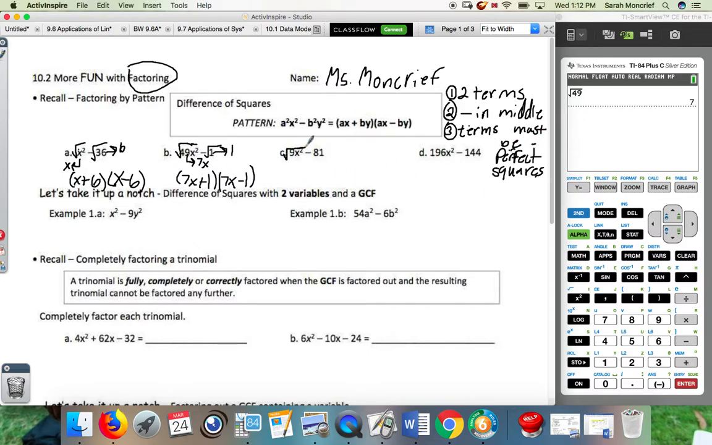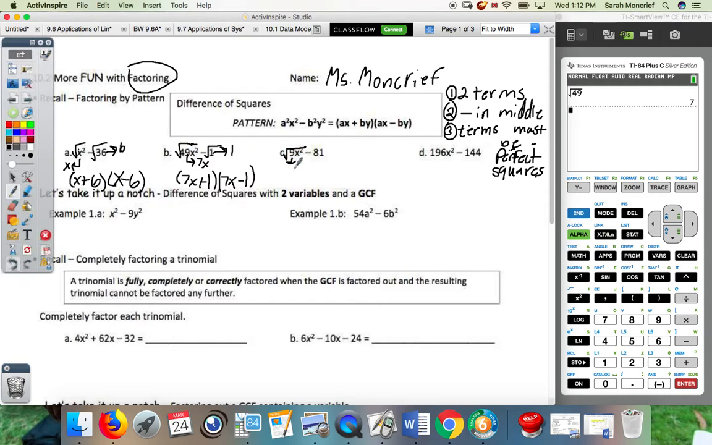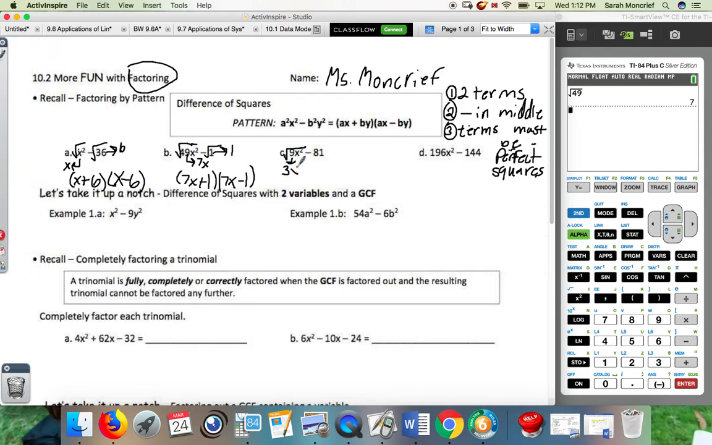What's the square root of 9x squared? Well, the square root of 9 is 3, and the square root of x squared is x. So the square root of 9x squared will be 3x. And then what's the square root of 81, everybody? You're right, that is 9. So that means we have 3x plus 9 and 3x minus 9.